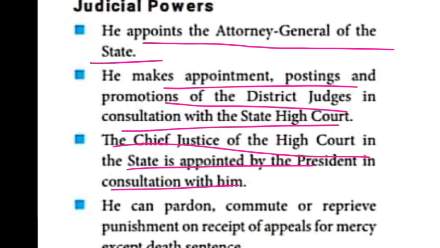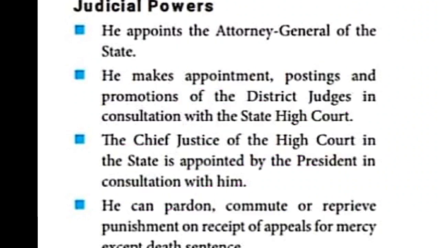governor. Okay, the next one, the last one I think, he can pardon. Pardon, commute or reprieve. What is the meaning of these? Excuse. He can give the excuse to the particular criminal for mercy, except death sentence. He can give the pardon, commute or reprieve. He can excuse, that's the meaning.